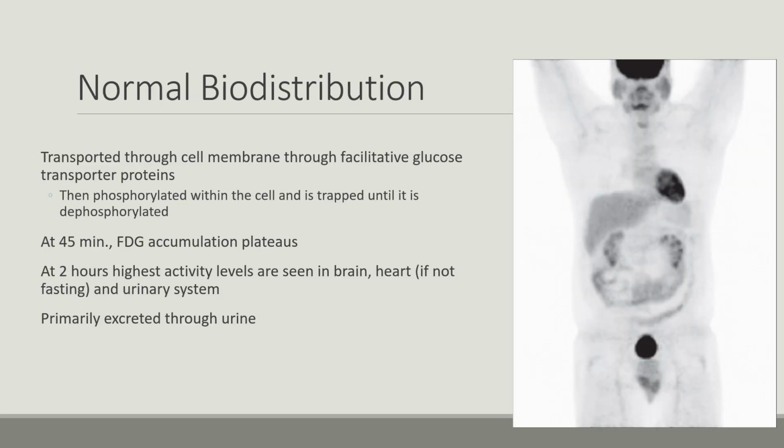The normal biodistribution includes glucose, the FDG being transported through cell membranes through the facilitated glucose transporter proteins. Then it's phosphorylated within the cell and is trapped within the cells. And then at 45 minutes, the FDG accumulation plateaus in tumors. It's about the same for infection. At 2 hours, the highest activity levels are seen in the brain, heart, if not fasting, and urinary system. This is primarily excreted through the urine.